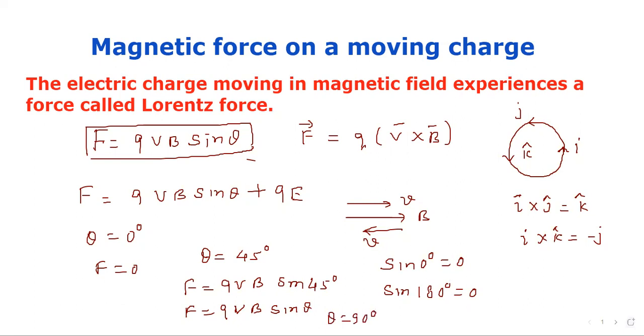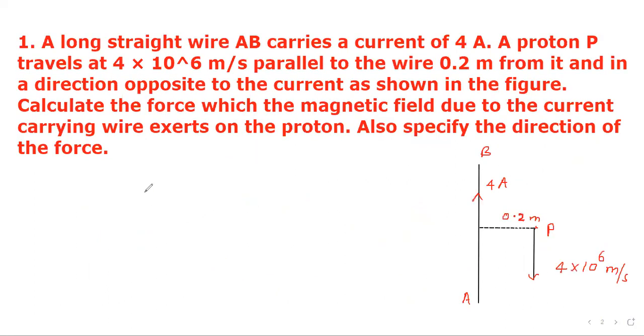Now, let's consider some numericals based on this concept. So, first question. A long straight wire AB carries a current of 4 ampere. This is a long straight wire, it's carrying 4 ampere current. A proton P, the proton is here. A proton P travels at 4 into 10 power 6 meter per second parallel to the wire, 0.2 meter from it. This distance is 0.2 meter, and in a direction opposite to the current as shown in the figure. Calculate the force which the magnetic field due to the current carrying wire exerts on the proton. Also specify the direction of the force.